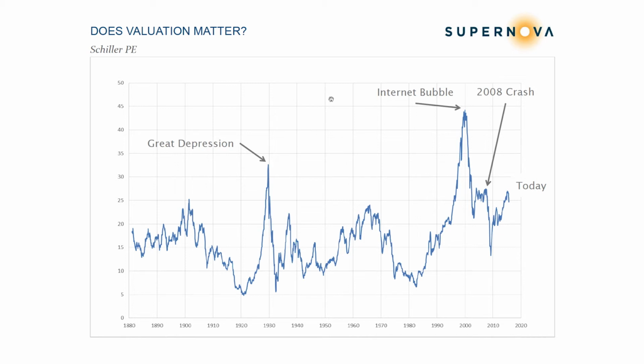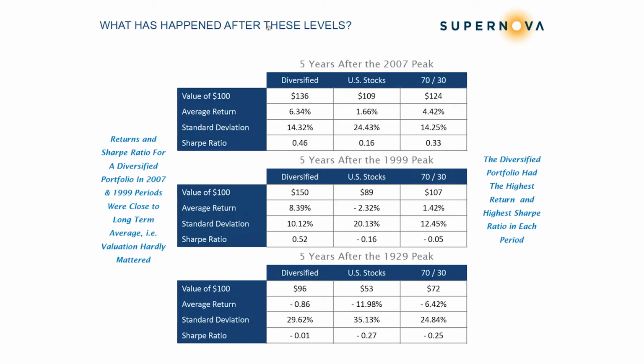What if we woke up here, or here? What would our portfolios have done going forward? What has happened after these levels? This is how you read this chart. 5 years after the 2007 peak. So at the 2007 peak, if you put $100 in the diversified portfolio, 5 years later, it would have grown to $136, averaging 6% per year. US stocks would have only averaged about 1% per year, and that 70-30 portfolio would have only averaged about 4% per year. The difference between being diversified and that 70-30 portfolio is about 10% to your net worth in just 5 years. Not a game changer, but I would have preferred to be diversified.